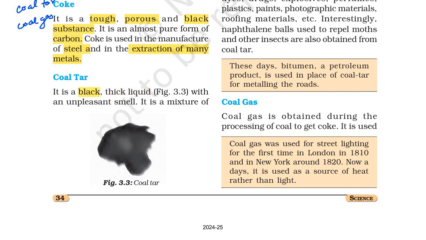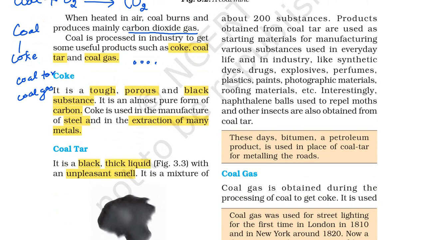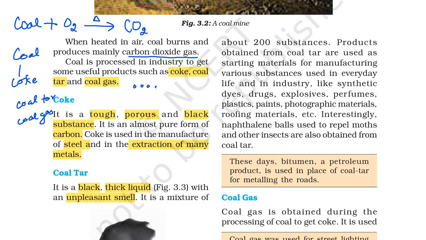It is a thick liquid and it has an unpleasant smell. And secondly, it is a mixture of about how many substances? About 200 substances. The products we obtain from coal tar are used as starting materials for manufacturing various substances. In everyday life, synthetic dyes are there. We can make dyes from it. Drugs can be made. Explosives can be made.